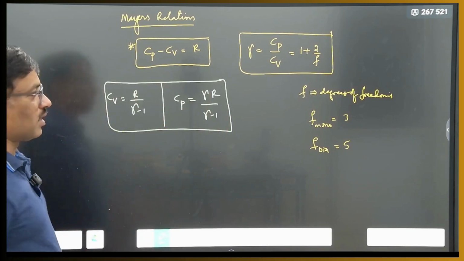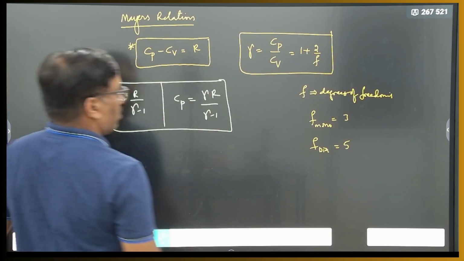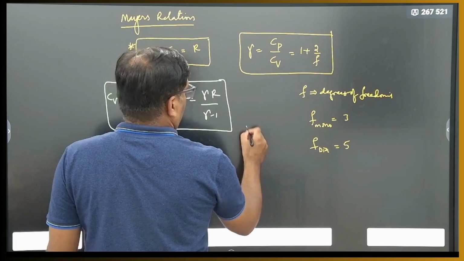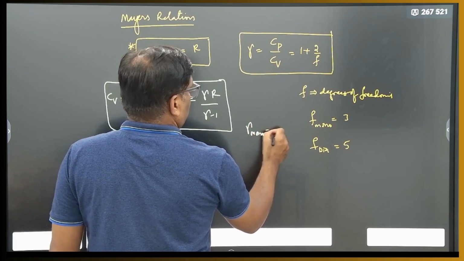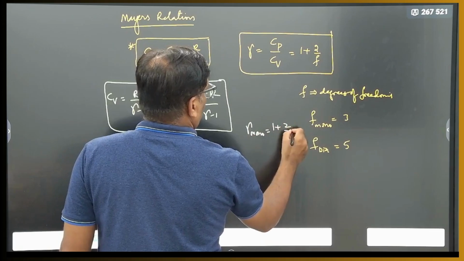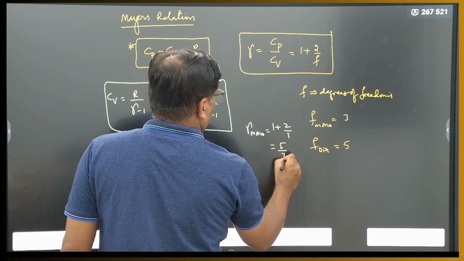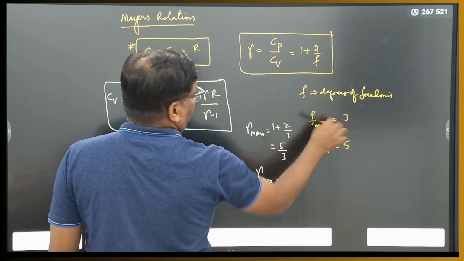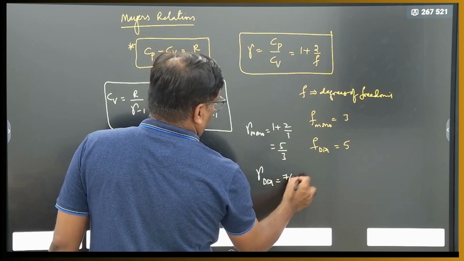Very simple mathematics. Now we will write down the gamma values. For monoatomic, what is the gamma value? It is 1 plus 2 by 3, which is 5 by 3. The gamma value for diatomic is 1 plus 2 by 5, therefore 7 by 5.